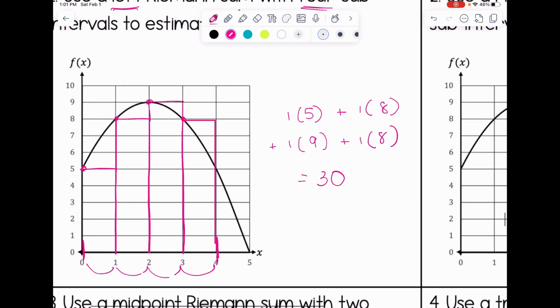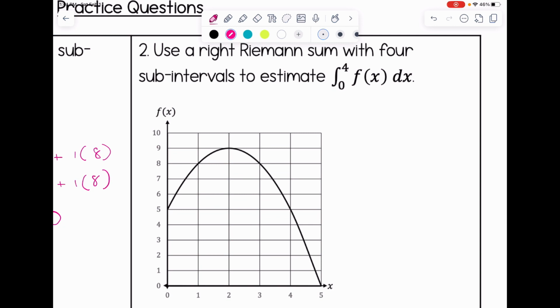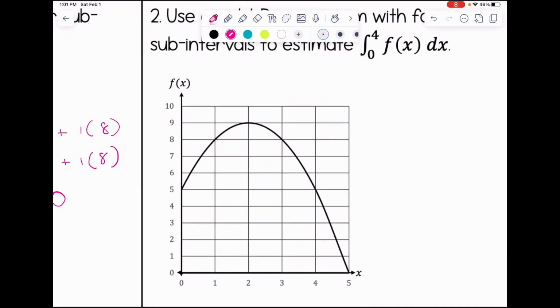Let's try the same exact idea, same function, 4 subintervals, same bounds, except we're going to start on the right. So that means I'm not going to start drawing at x equals 0. I'm going to start at x equals 4. And I'm basically going to go across. Now I have to go backwards. I'm going towards the left. So if it's a right Riemann sum, you start on the right and then you draw your rectangles going to the left. I'm going to drop down.